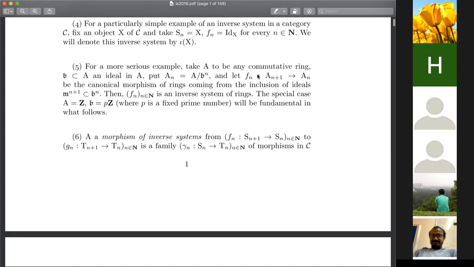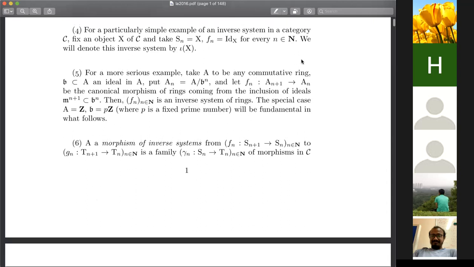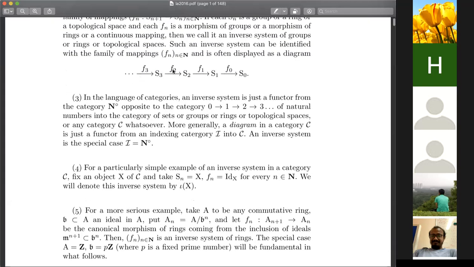Okay, so here is a completely trivial example of an inverse system in any category C. You take X to be an object of C and declare Sn to be equal to X for every n. You see, these maps Fn are there between the Sn's, which are objects of the category. You take them all equal to X, and these Fn's are maps between these objects. You take all of them to be identity maps.